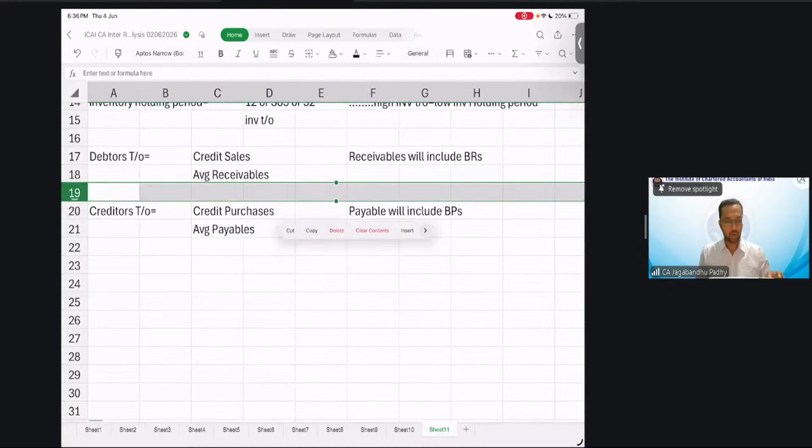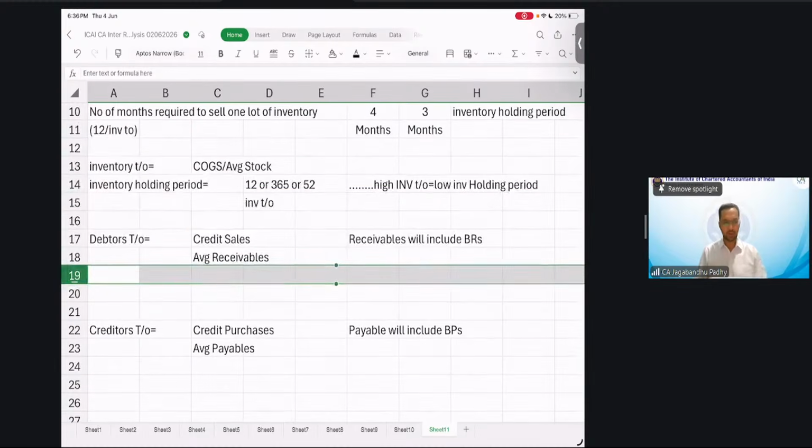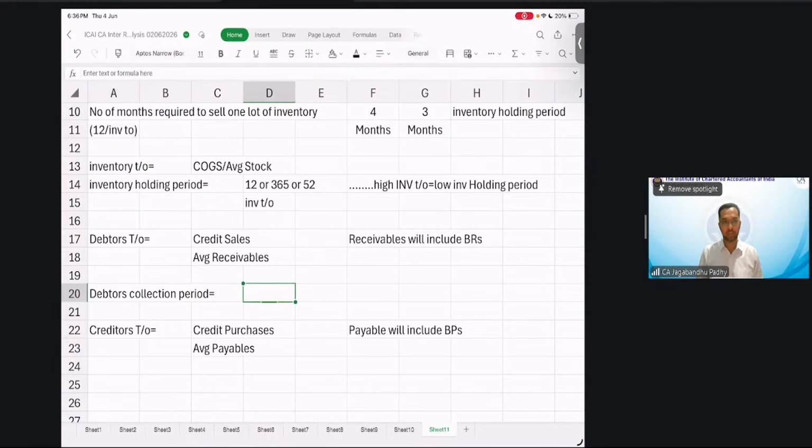Okay. Now, just like you have the inventory holding period, in the same way we have the receivables or debtors collection period. Debtors collection period is going to be 12 or 365 or 52 divided by debtors turnover.